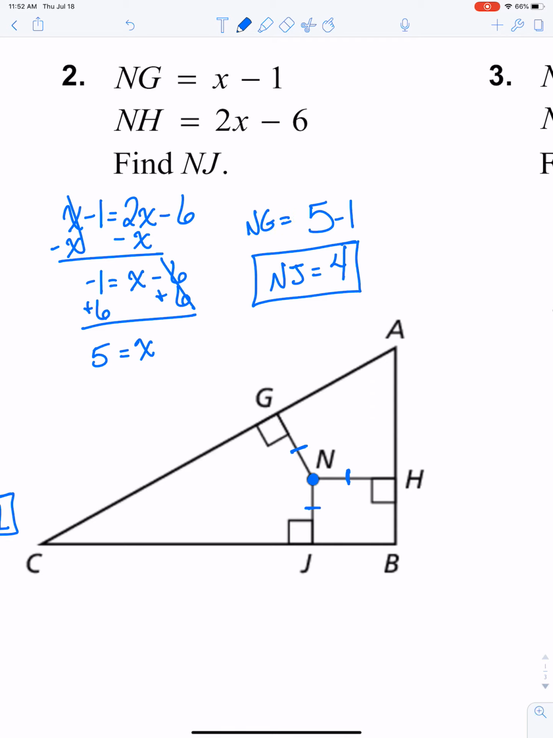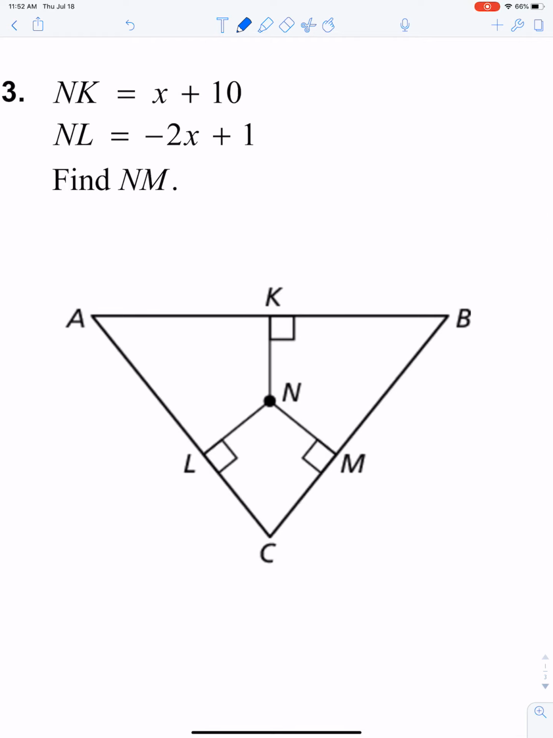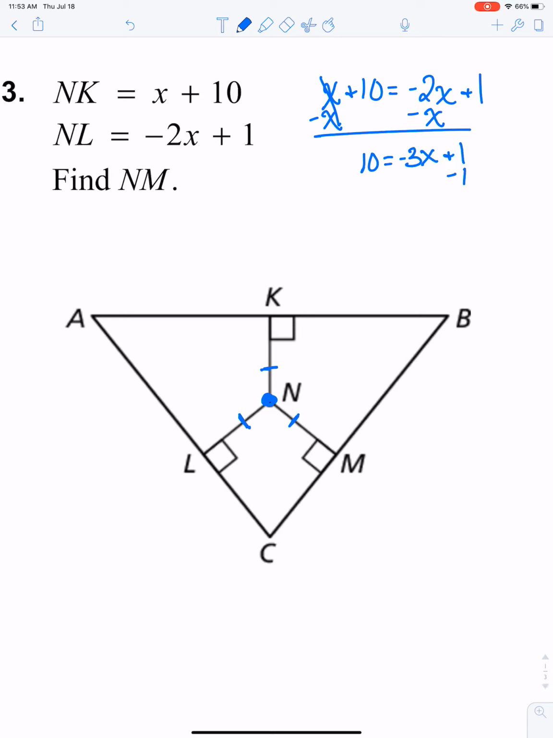So again, since N is the in-center, I could set all three segment lengths equal to each other and solve for x, and then I can plug it back in to find the length of NJ. And the last one, once again, N is the in-center, so it is equidistant from all three sides. That allows me to set my two equations equal to each other. I subtract x from both sides. I get 10 is equal to negative 3x plus 1. Subtract 1 from both sides. I get negative 3x is equal to 9. Divide by negative 3. And I get x is equal to negative 3.